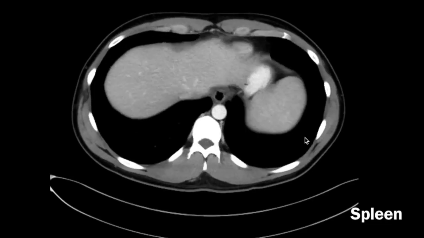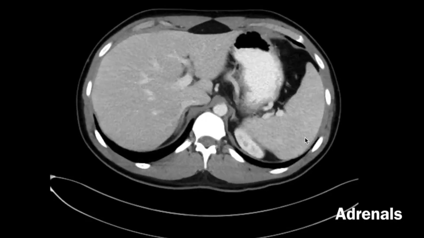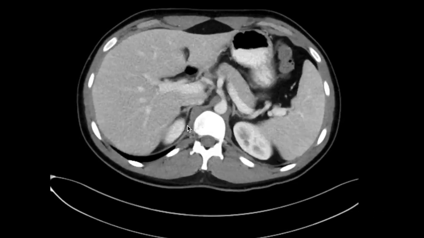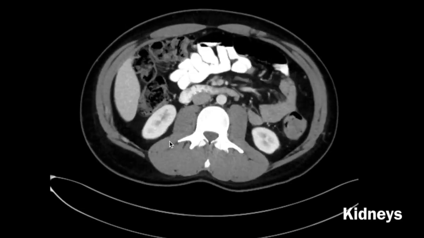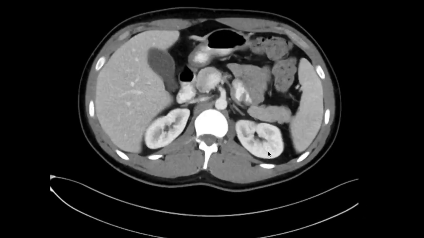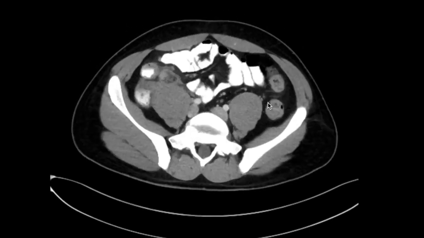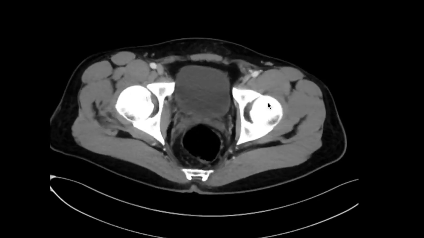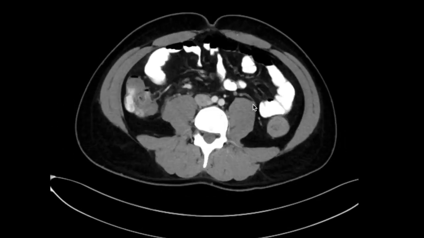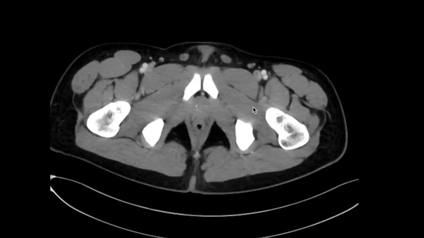Then look at the spleen here. The adrenals bilaterally, left adrenal here, right adrenal here. Kidneys, looking for hydronephrosis, focal lesions, other abnormalities. Then follow the ureters down on both sides. You don't have to follow them in every patient if they don't have hydronephrosis, but I generally look in the general region and follow them down to the bladder.